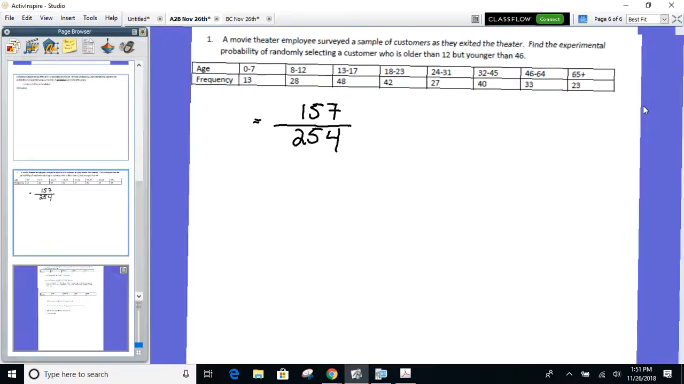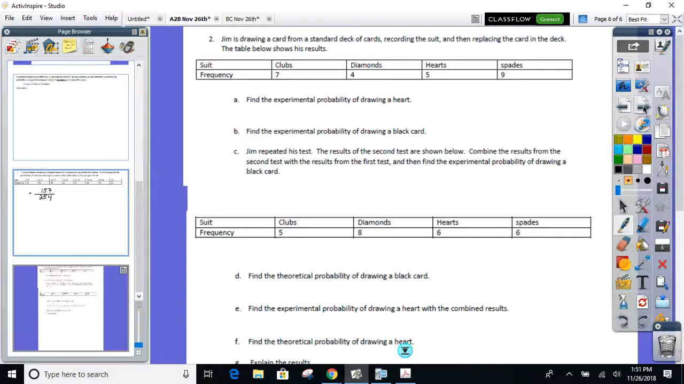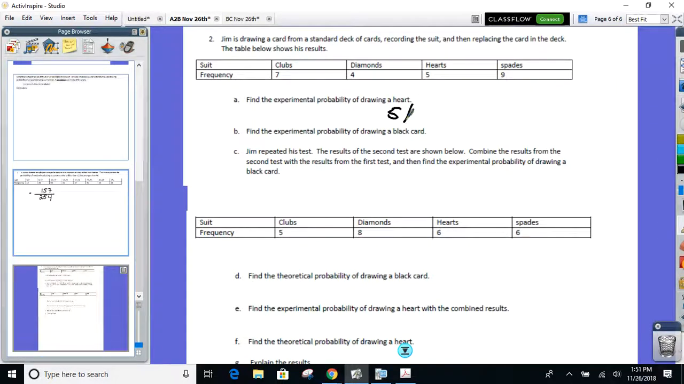All right. Luckily for us, first we're doing experimental probability. So this big Jimbo here, he records the suit, replaces it in the deck, and here's his results. What's the experimental probability he drew a heart? How many hearts did he draw? He drew 5 hearts out of how many cards did he end up picking? If you add that up, 25 cards. Yep. So 1 out of 5 shot.